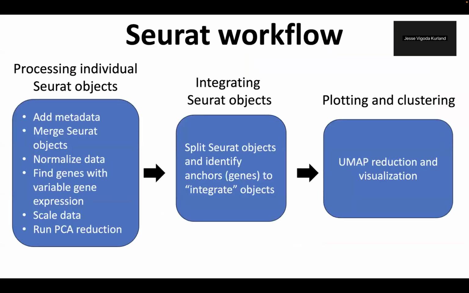I'm going to walk you through how we process these individual Seurat objects, and how we add metadata so that when we plot the cells, we can go back and visualize which cells came from which experiment. We're going to find variable genes and do differential gene expression. Then we're going to integrate the Seurat objects across different experiments, technical and biological replicates, in order to reduce the effects of different batches and experimental variables. And then we're going to do the plotting and visualization.